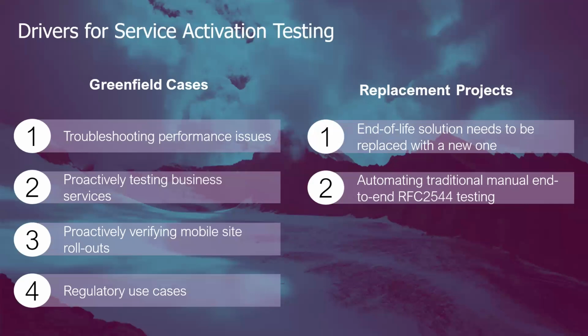And finally, we see another category, replacement projects. So some of the early adopters of these techniques are using solutions that are outdated and end of life for the products, which force them to look for new and more advanced solutions. And they're also looking for replacing costly and time-consuming manual end-to-end RFC 2544 throughput tests with more modern solutions that offer techniques to centralize and automate the process.